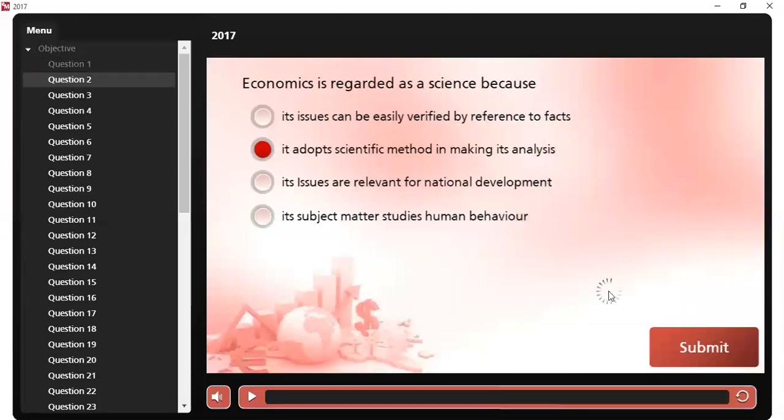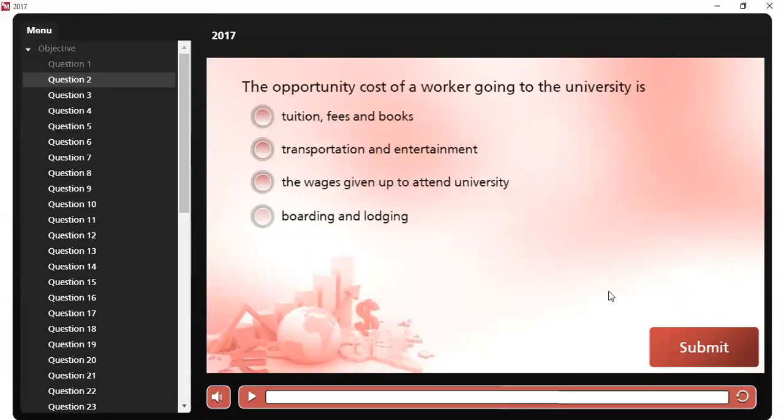Question 2. The opportunity cost of a worker going to the university. Well, before we pick the right answer here, let's look at the meaning of opportunity cost. When we talk about opportunity cost, it is the foregone alternative. Therefore, a worker going to the university as a full-time student would have to forego the wages from work in order to attend the university. So the right answer has to be the wages given up to attend university.